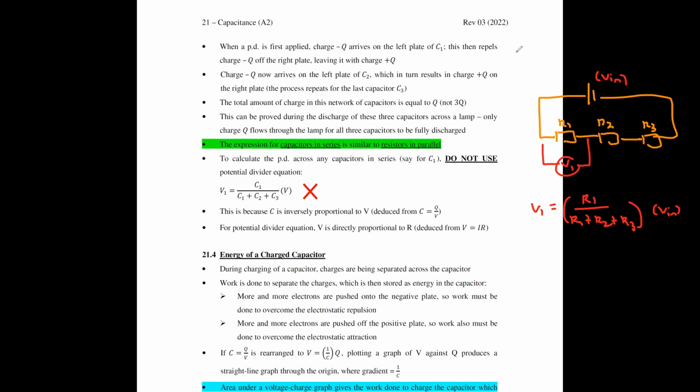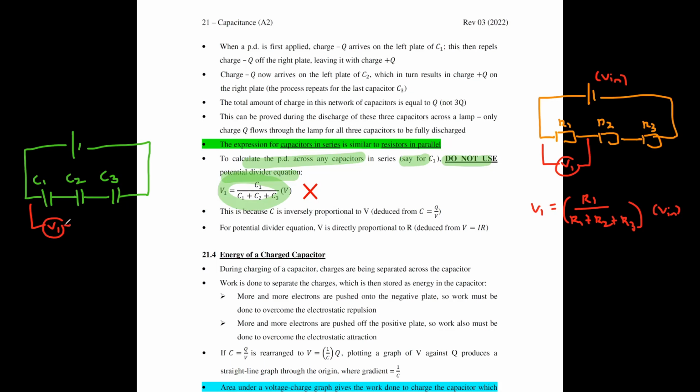But when it comes to your A level and it comes to finding the PD across capacitors in series, you should never ever use your potential divider equation like in this manner here. This is wrong, okay? Because if say this one is something like this, where you say C1, C2, and C3, and you want to now find out the PD V1 across your capacitor C1, this expression here is wrong, okay? Because in your case, capacitance is not directly proportional to PD. It's actually inversely proportional to your PD. You can see from your capacitance equation, C is equal to Q over V. C is inversely proportional to V.